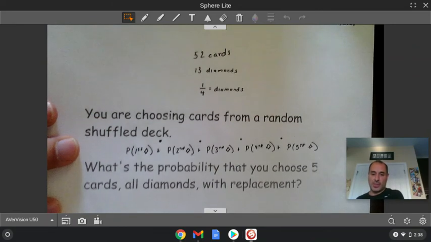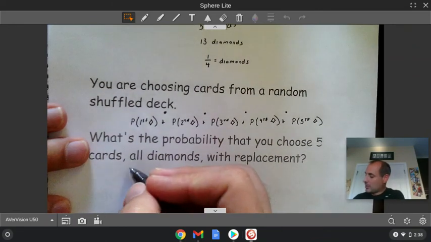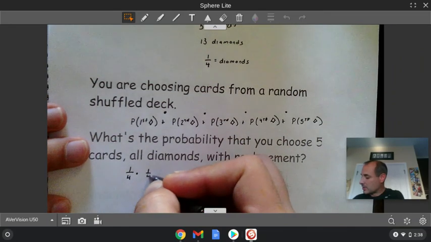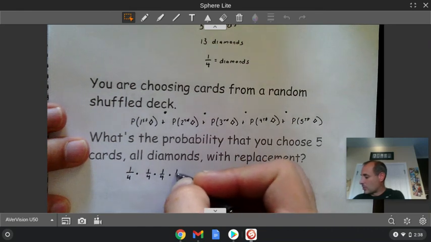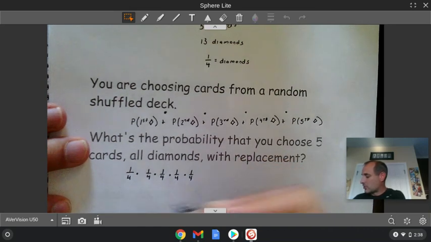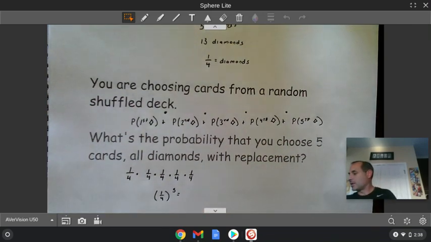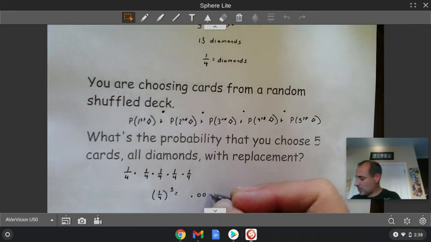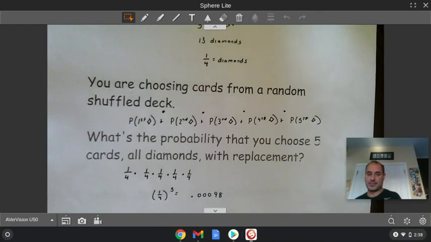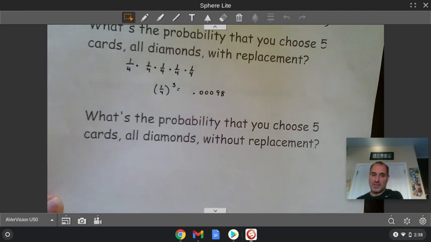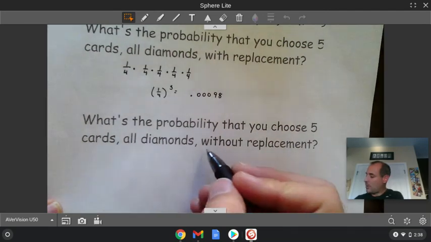So since the cards are being replaced, the probability the first is a diamond is a quarter. The probability the second is also a diamond is still a quarter, times a quarter, times a quarter, times a quarter. So essentially it's 1/4 to the fifth power, which is, if I grab the calculator here, approximately 0.00098. Okay? Now, how does that change if the 5 cards are all diamonds but without replacement?